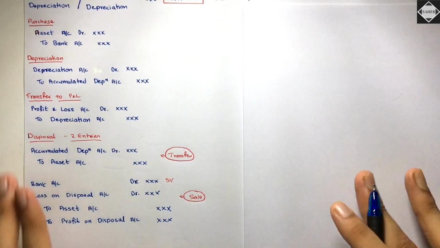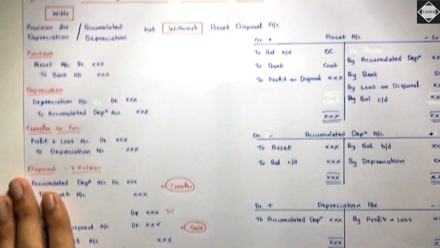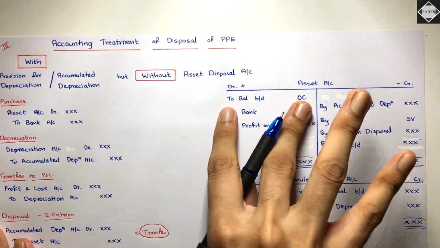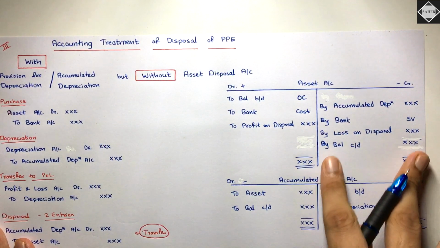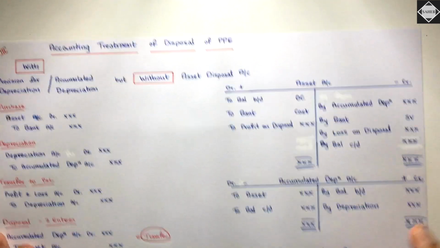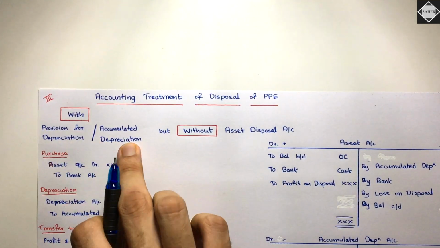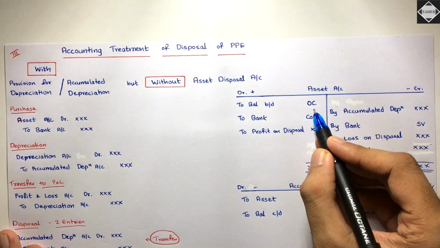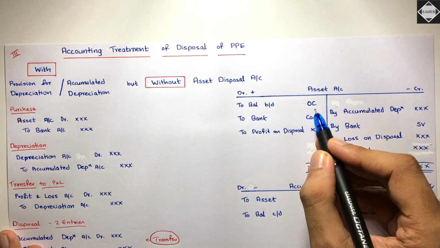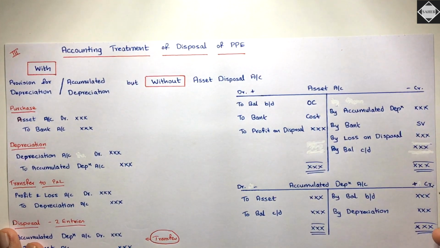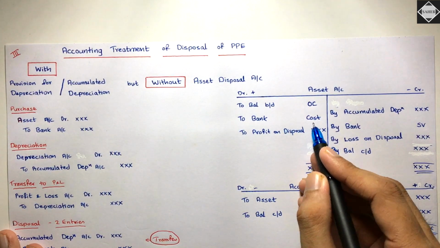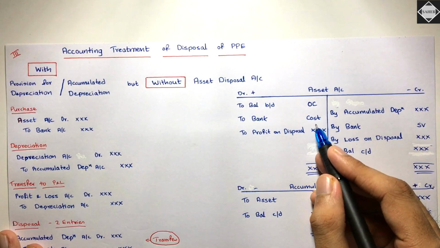Now let's move on to the ledger accounts. Now see the ledger accounts over here. Asset account. Asset account has a debit balance. You all know, opening balance on the debit side, closing balance on the credit side. And you all know here we are maintaining provision for depreciation or accumulated depreciation. So the asset value will always be at original cost. And if you have purchased any asset, then it will come over here to bank at cost. That's what happens, right? Simple.